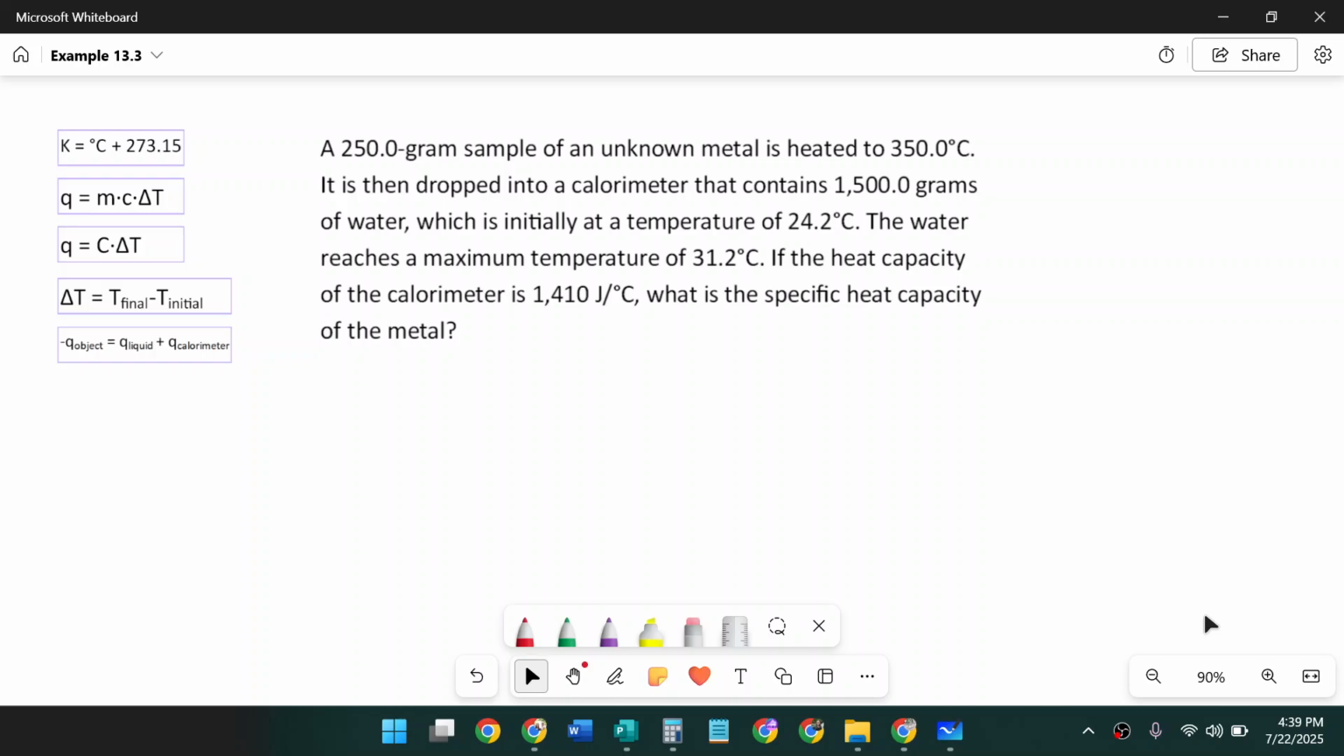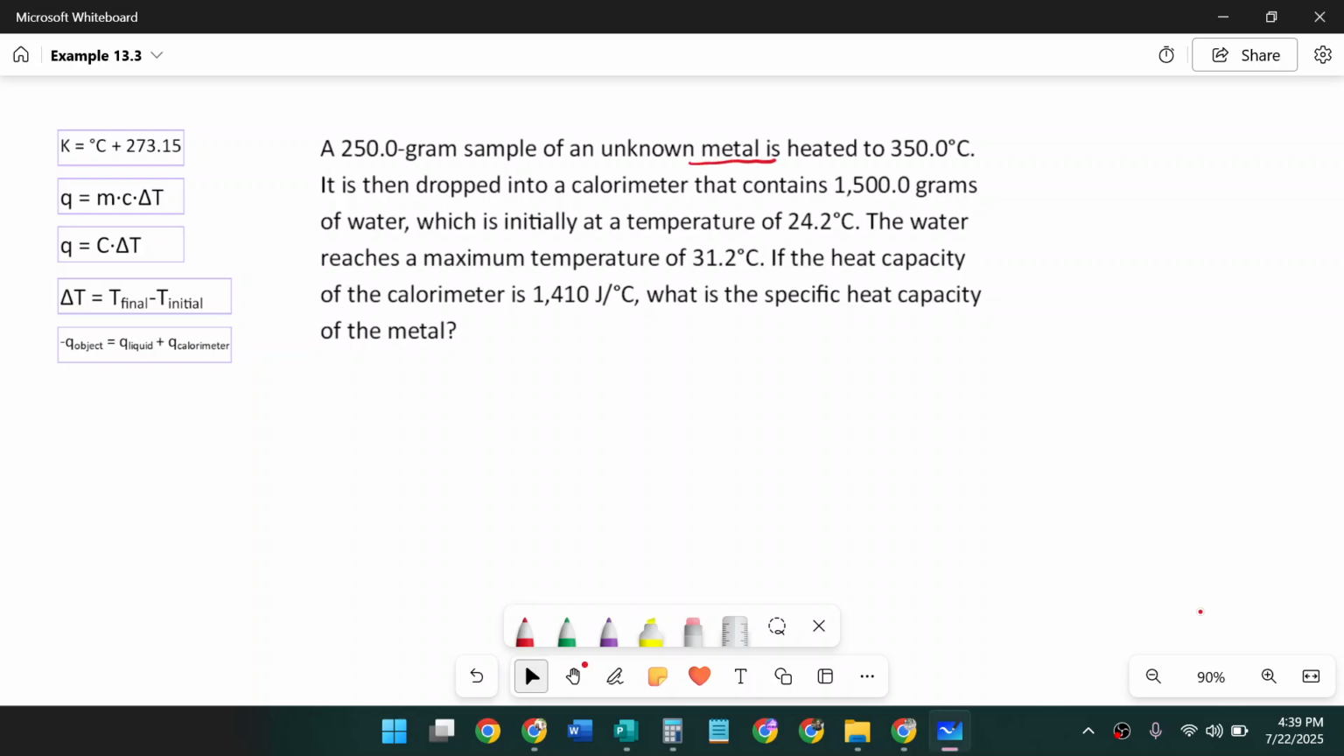This is example 13.3 from Discovering Design with Chemistry. A 250-gram sample of an unknown metal is heated to 350 degrees Celsius. It is then dropped into a calorimeter that contains 1,500 grams of water, which is initially at a temperature of 24.2 degrees Celsius. The water reaches a maximum temperature of 31.2 degrees Celsius. If the heat capacity of the calorimeter is 1410 joules per degree Celsius, what is the specific heat capacity of the metal? Let's label and then get started.